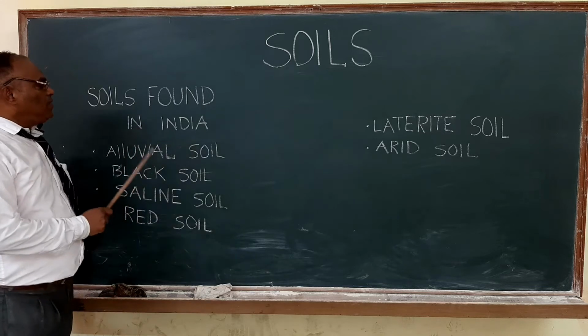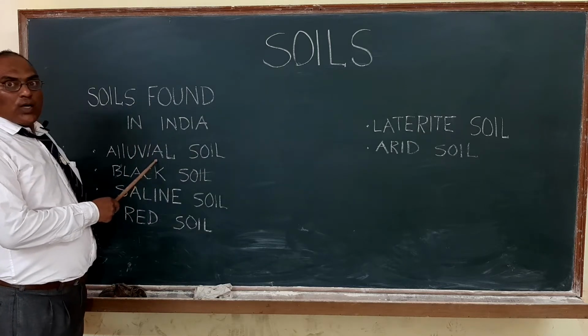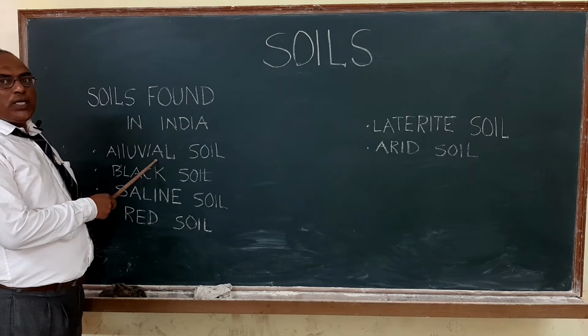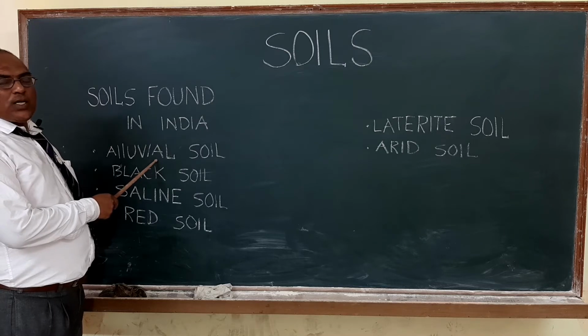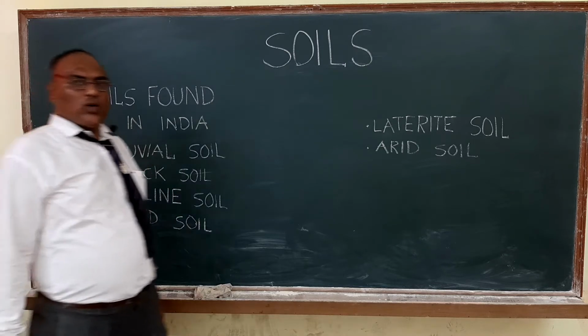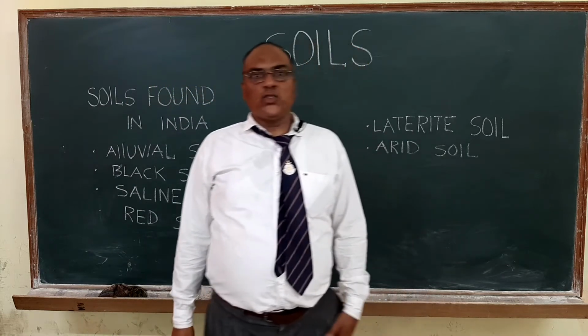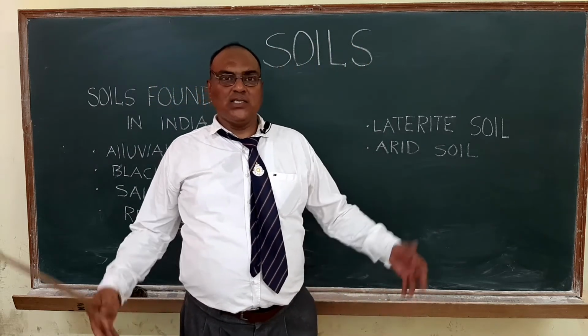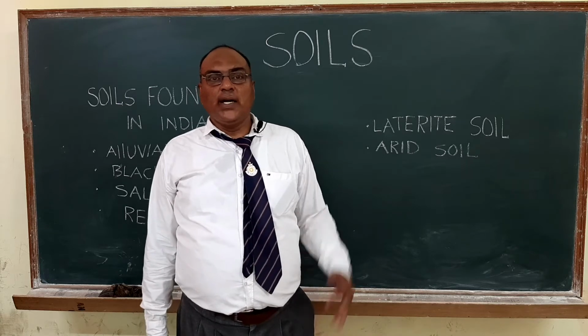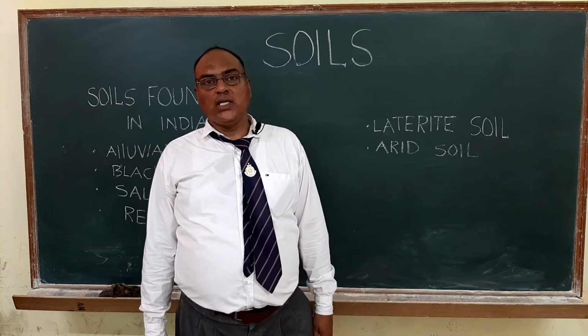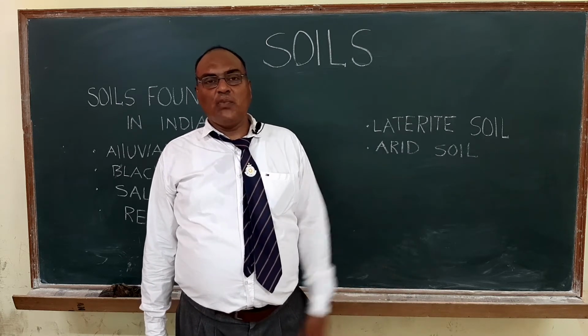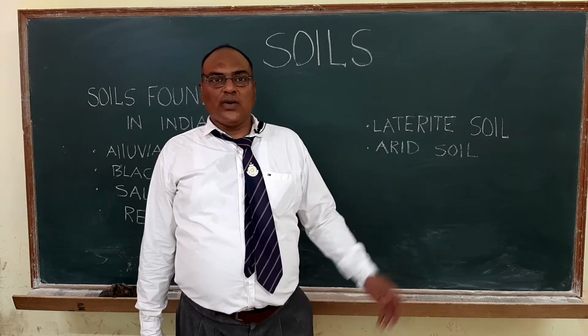First soil, which is very important, is called alluvial soil. The name itself is showing this is a transported soil. If we see, soils are mainly of two types. One is called transported soil and one is called residual soil. What do residual and transported mean? Residual soils are those soils which exist there only with the help of parent rocks. So that is called residual soils.